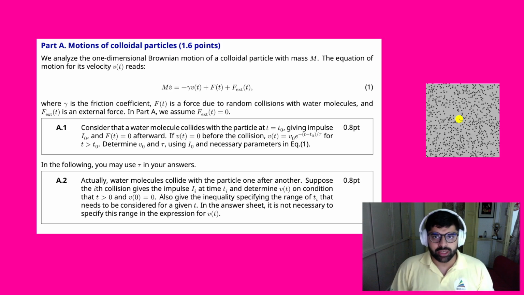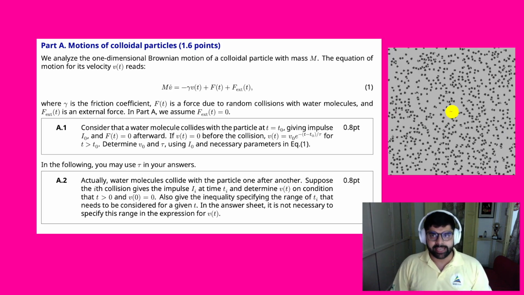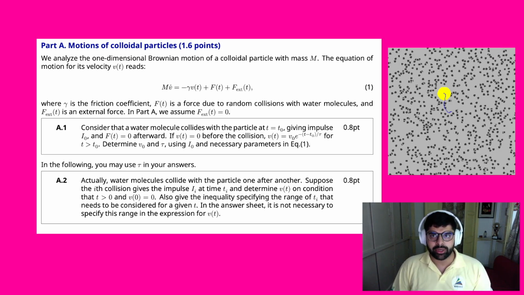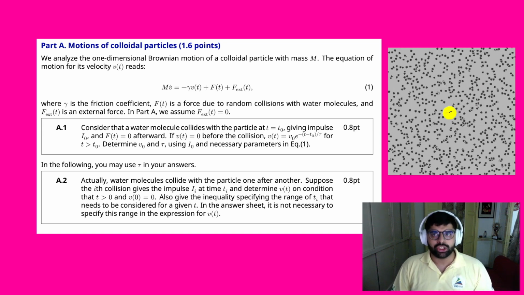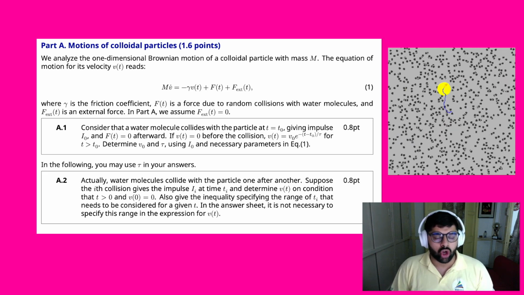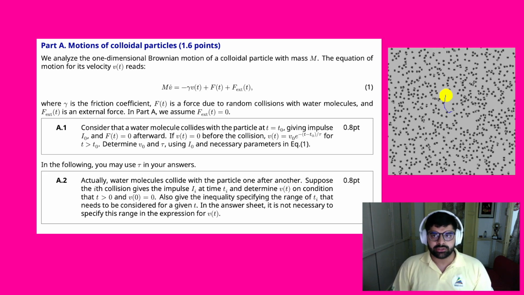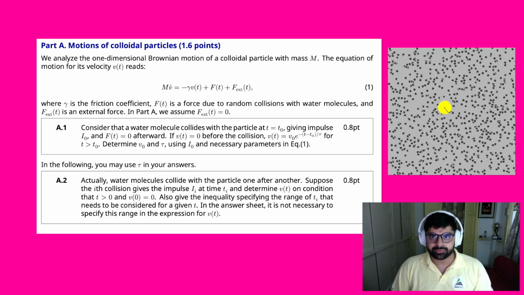Here is the first question of the theoretical section of the International Physics Olympiad 2023. This question is about the motion of colloidal particles, or the so-called Brownian motion. Let's read the question together.